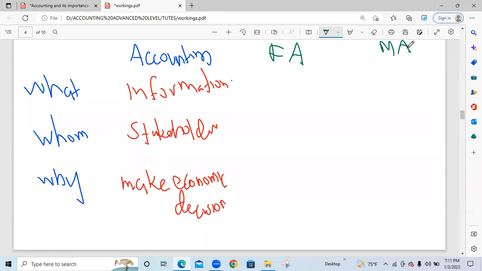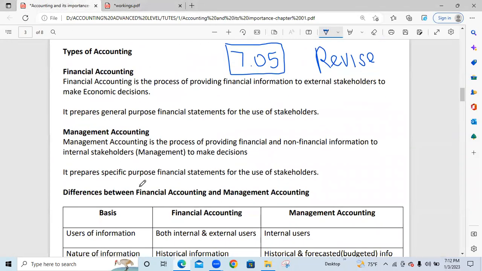So for these 2 also, you all should answer these 3 questions. All this time what you did was accounting. Now we have 2 types, financial accounting and management accounting. Can you go through this? Just read it once, then I will start explaining. Read it once, everyone. I know you will not understand most of the terms, but just read it.